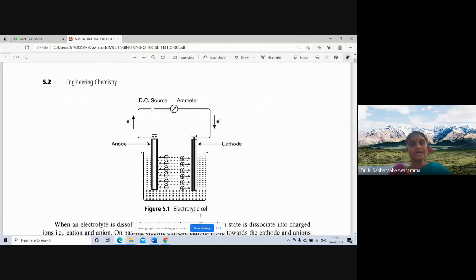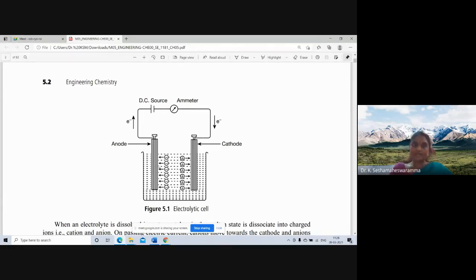So this is the electrolytic cell. Suppose this is the cathode. Cathode attracts cations, but it's having the negative charge. See here, are you observing the electrolytic cell? In the electrolytic cell, cathode having negative charge, but it attracts cations. So cations are coming towards cathode.